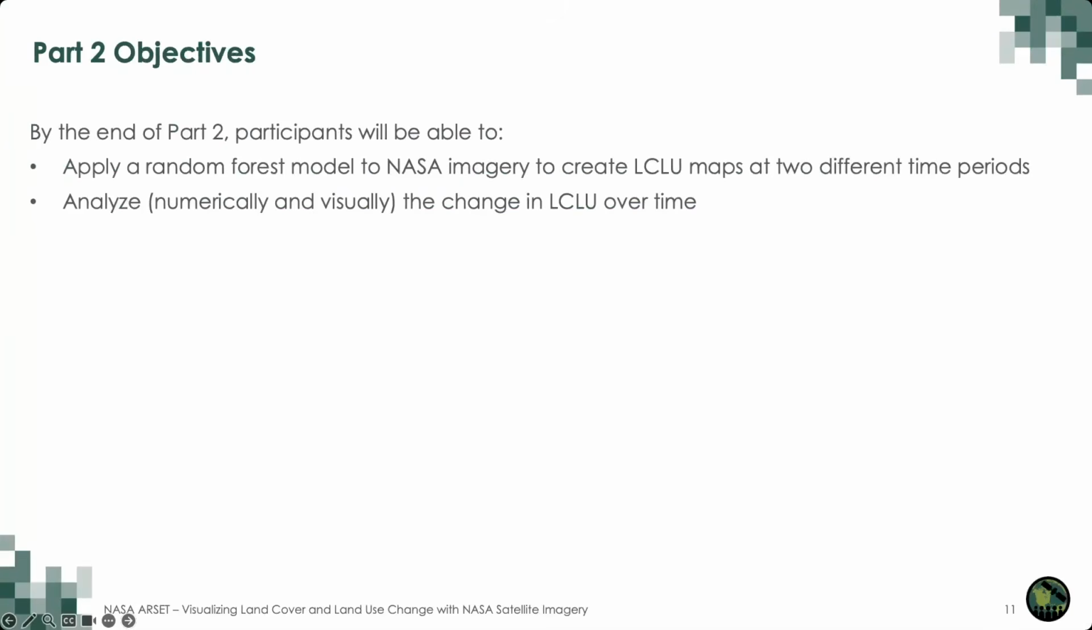Here are the objectives specific to the second part of this training. By the end of part 2, you'll be able to apply a random forest model to NASA imagery to create land cover and land use maps for 2 different time periods, and analyze both numerically and visually the change in land cover and land use over time.